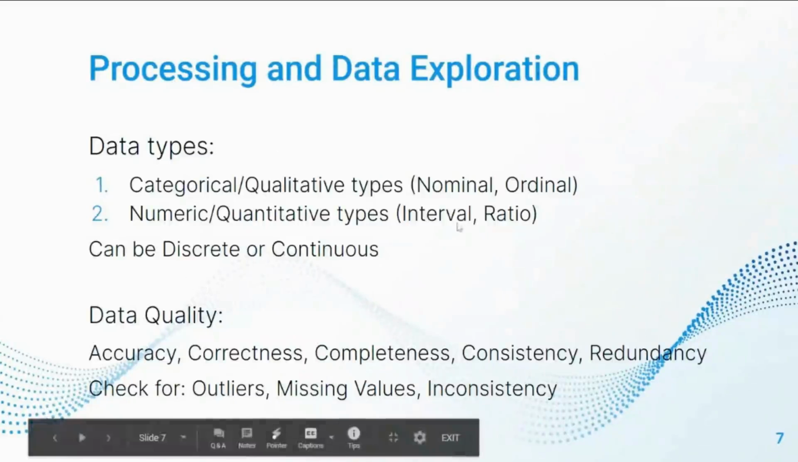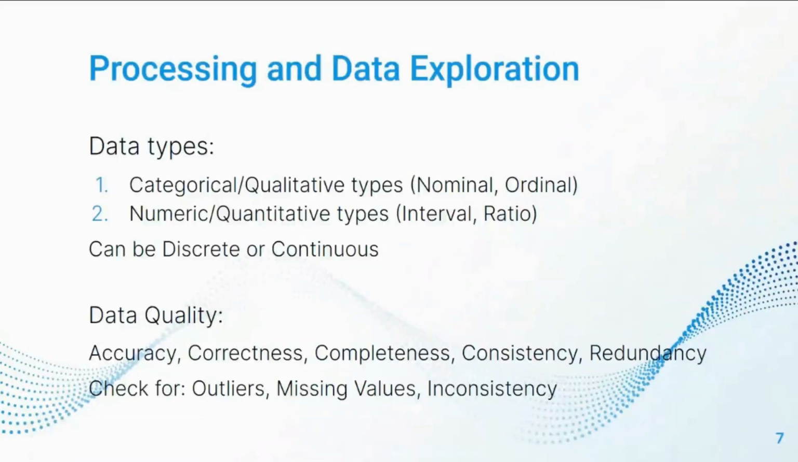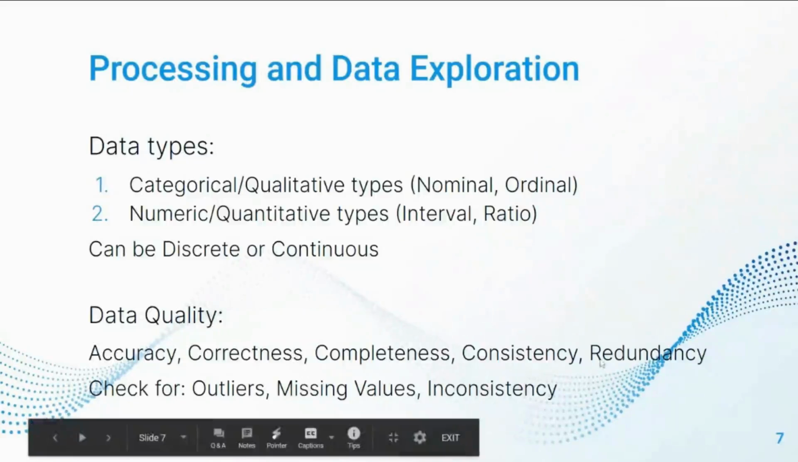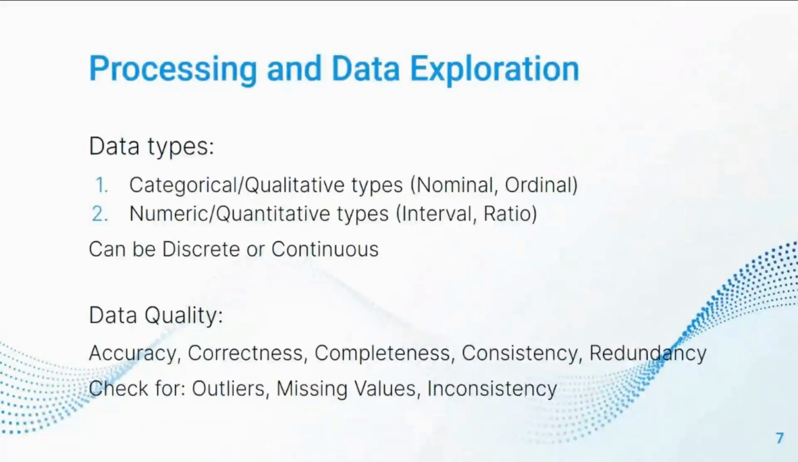Now, when you're looking at data quality, some of the key things that you need to consider with your data set are the accuracy, the correctness, the completeness, consistency, redundancy. So basically, you're looking for if there's anything in the data set that's going to distort whatever you're trying to learn from it. Do you have too many missing values? Do you have some column that maybe people doing your survey did not fill in properly? And are there any inconsistencies?